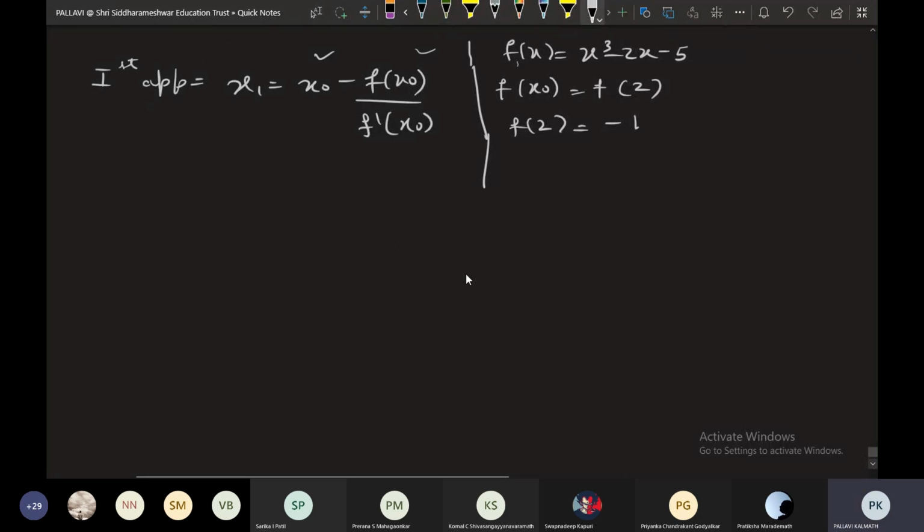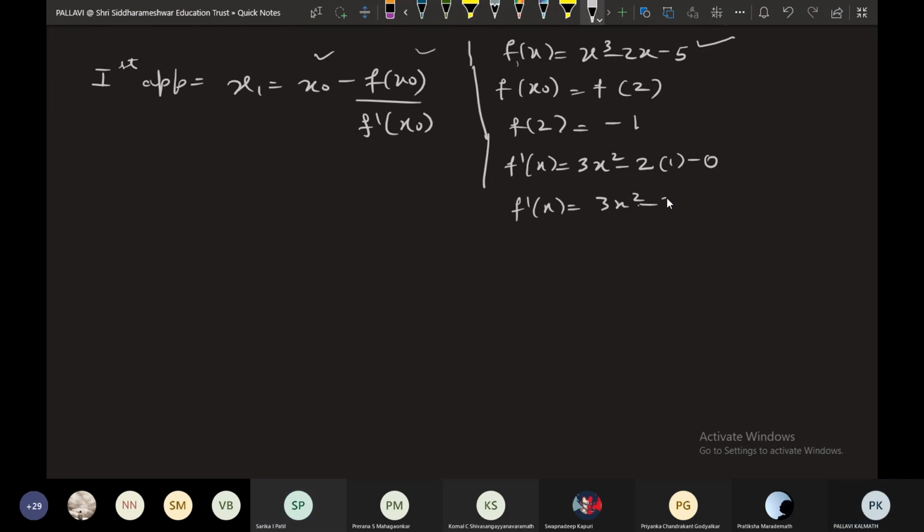First of all, you will find the derivative of the function. So, what is the derivative of the given function f of x? X cube derivative is 3x square, minus 2 because x derivative is 1. Then what is the constant's derivative? 0. Therefore, what is f dash of x we are getting? It is 3x square minus 2.